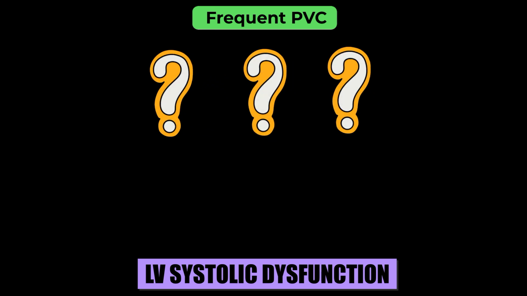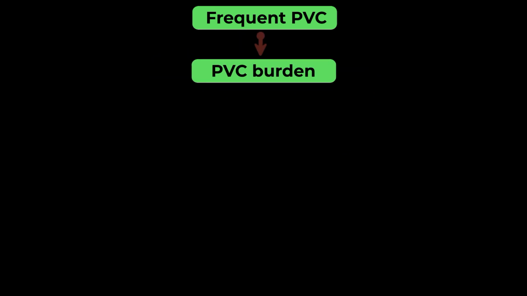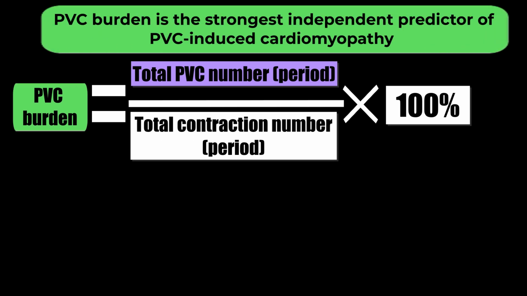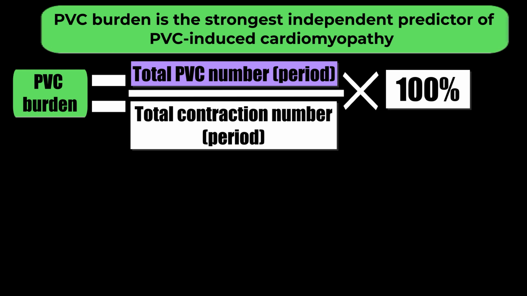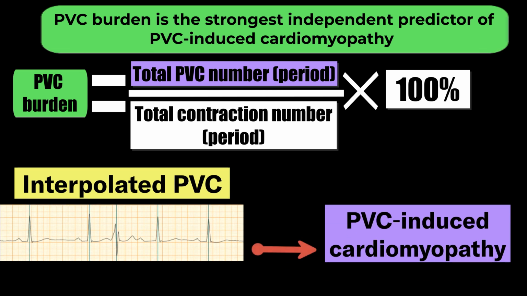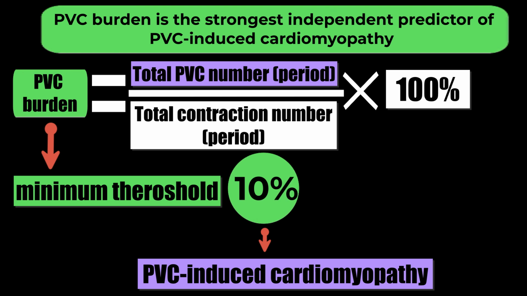But how much PVC should be present to cause left ventricular dysfunction? So we again come back to premature ventricular contraction burden, the percent of the patient's heartbeats that are PVC. It should be noted that PVC burden is the strongest independent predictor of PVC-induced cardiomyopathy. On the other hand, interpolated PVCs, which were discussed earlier, are associated with cardiomyopathy independently of increasing PVC burden, because interpolated PVCs can increase the overall heart rate. The minimal PVC burden threshold for the development of PVC-induced cardiomyopathy is 10%.